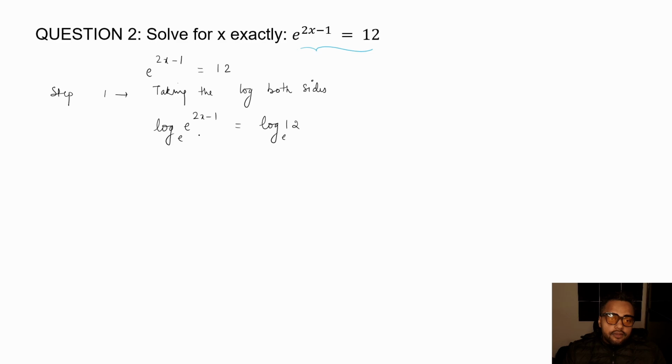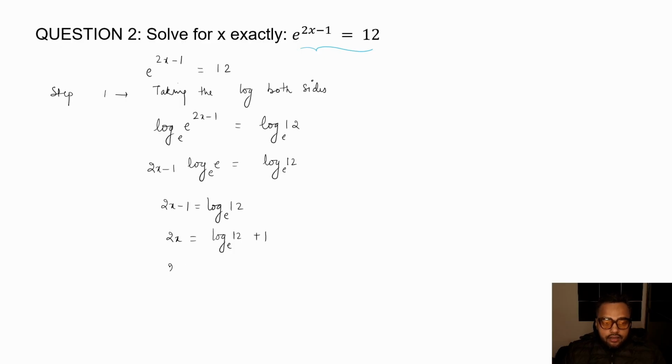From here you can see the power law which we have discussed, so the power 2x negative 1 will become a multiplier, so we'll be left with log e base e, and similarly here you will get log 12 base e. Now we know that log e base e equals 1. This is the special property. So 2x negative 1 equals log of 12 base e. On calculating further, transposing 1 to the right hand side, you will get log of 12 base e plus 1.